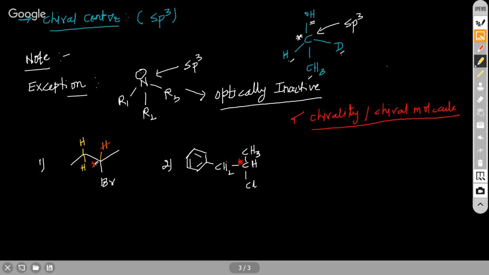Right? Next line. Chiral molecules are non-superimposable to their mirror image. Superimposability, you write down the definition, next line.